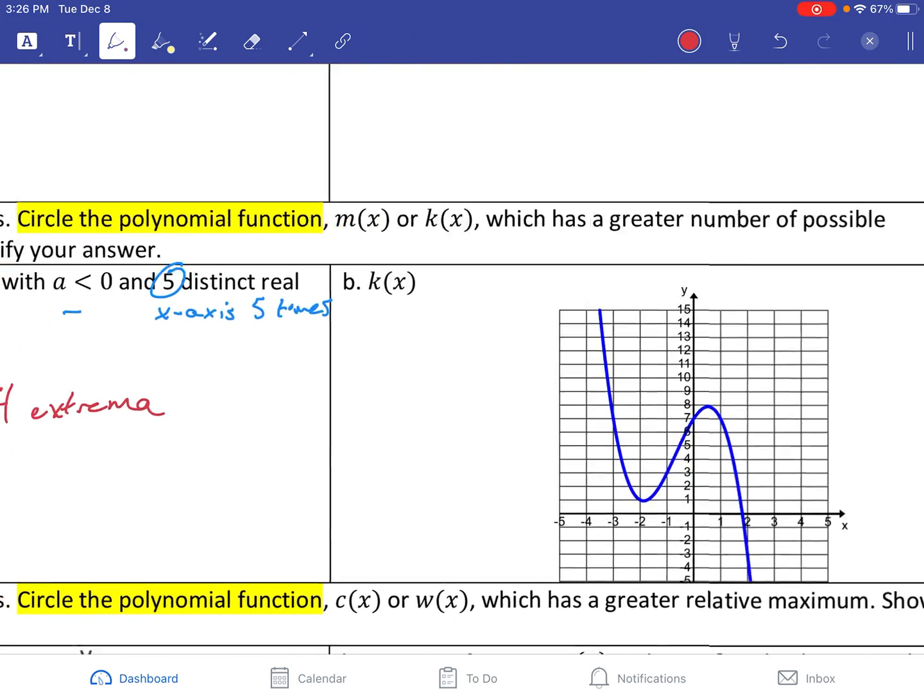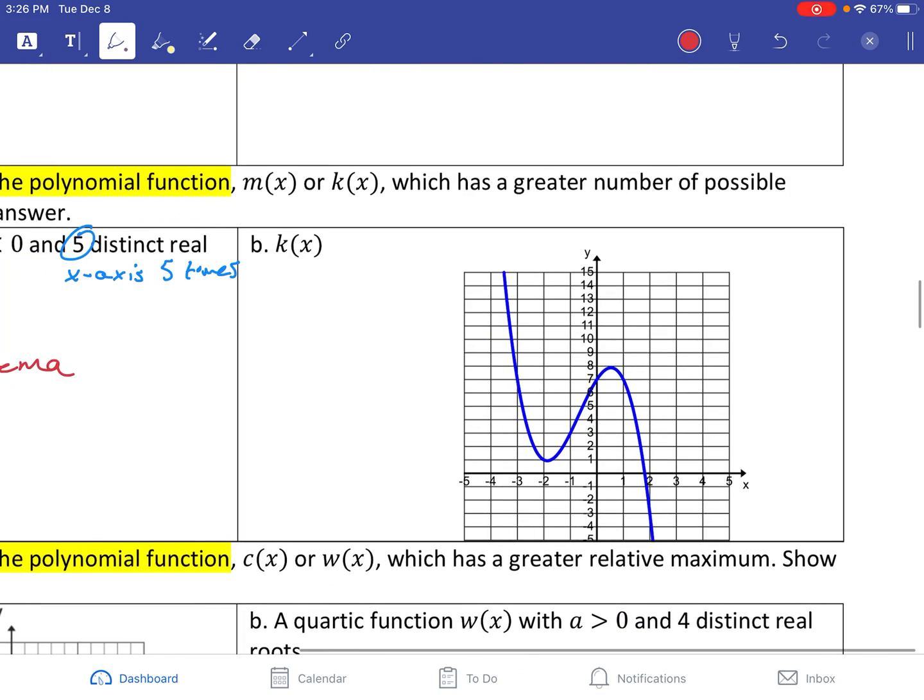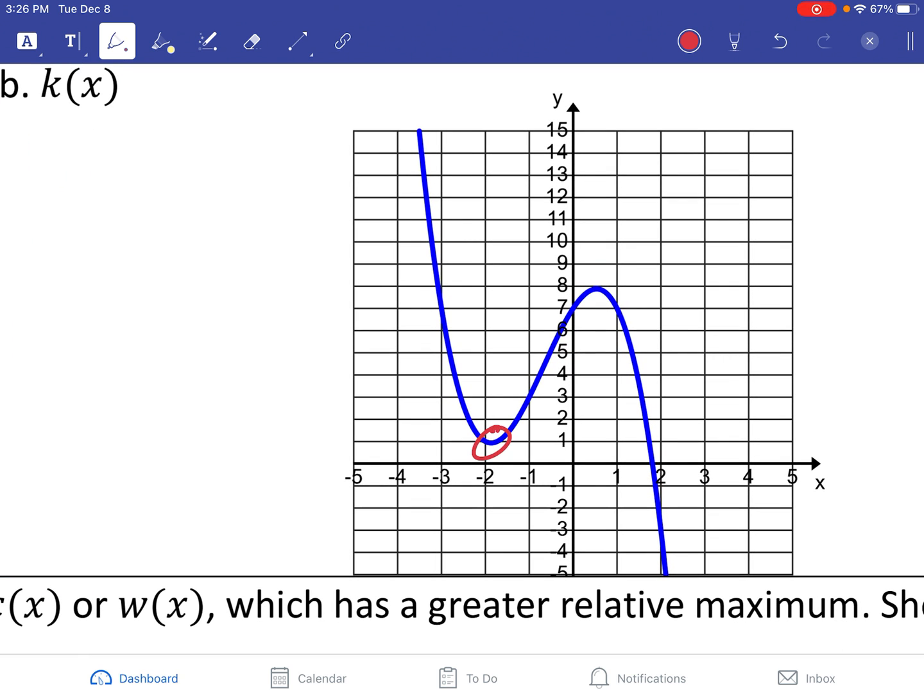Okay, so now I've got to check out the other graph. This has a valley and a peak. It has 2 extrema.